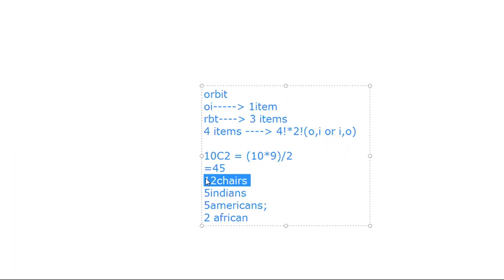I'll repeat the question. There are 12 chairs, 5 Indians, 5 Americans and 2 Africans who are waiting outside. In how many different ways can they be arranged such that the people of the same group sit together? Is that clear, students? Yes, sir. Okay, so think and solve.